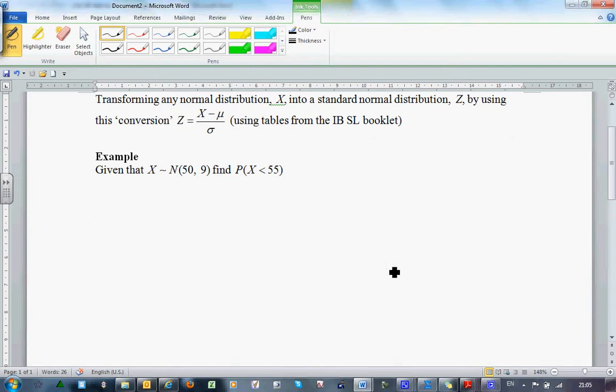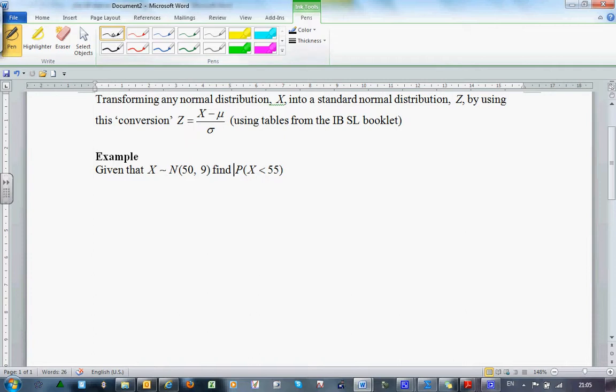In this first example, we're going to use z equals x minus mu over sigma to change a normal distribution into a standard distribution. And we're going to use the formula booklet tables from the SL course. We're not going to use a calculator for this first section. So what have we got?